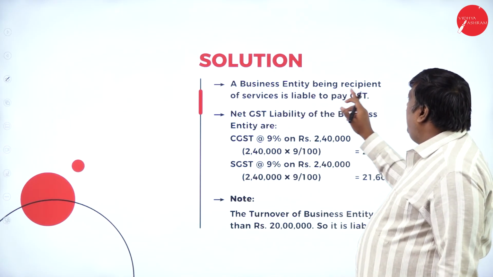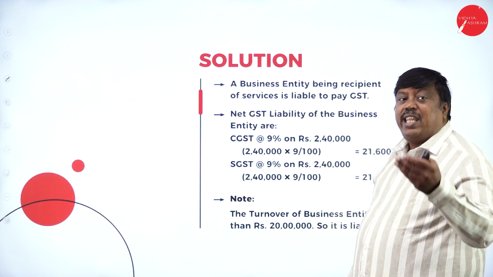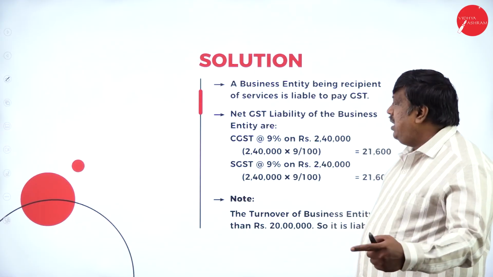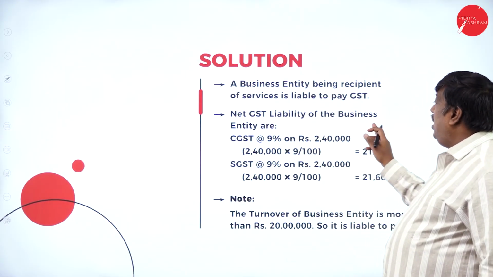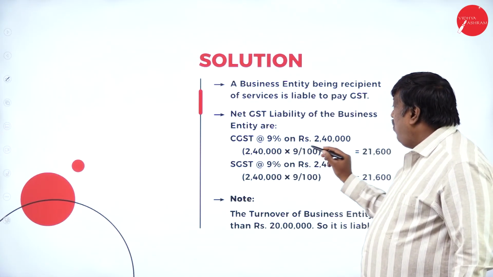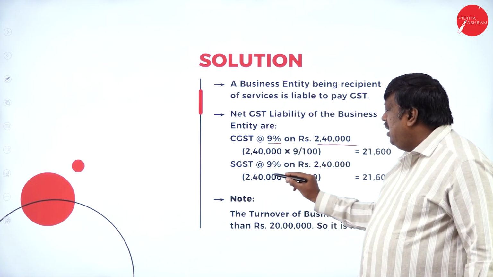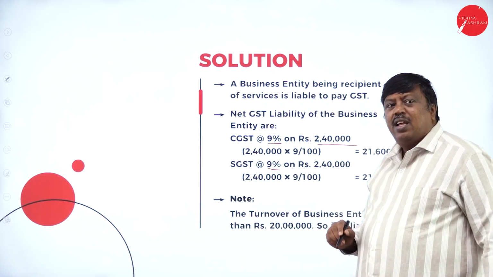A business entity being a recipient of service is liable. Means the business which is taking the services, they have to pay the tax. What is the net GST liability of the business entity to pay here? How much are they paying? 2,40,000 they are paying here. For central government, they have to pay 9%, and for state government, they have to pay 9%.